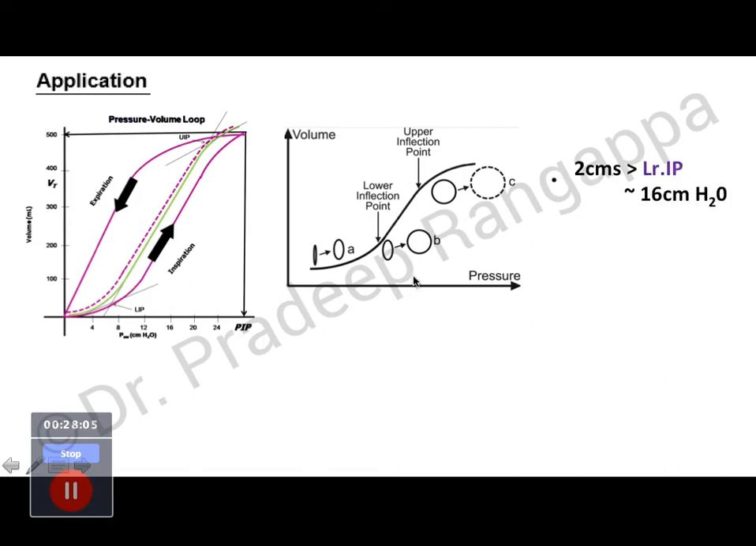So this is how we tend to apply. 2 centimeters more than the lower inflection point is your PEEP, and for this graph it's around 16 centimeters of water. So you have to determine at the bedside, at the ventilator, what is the optimal PEEP for these patients. That is the first method.